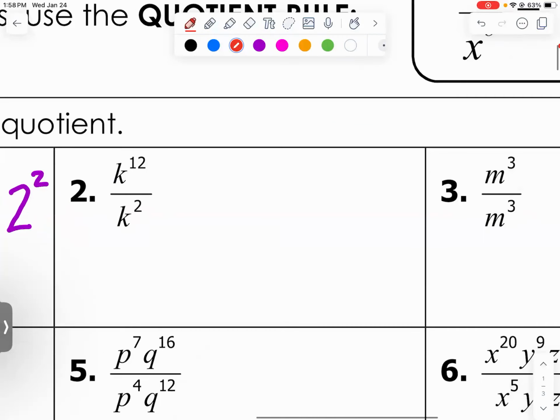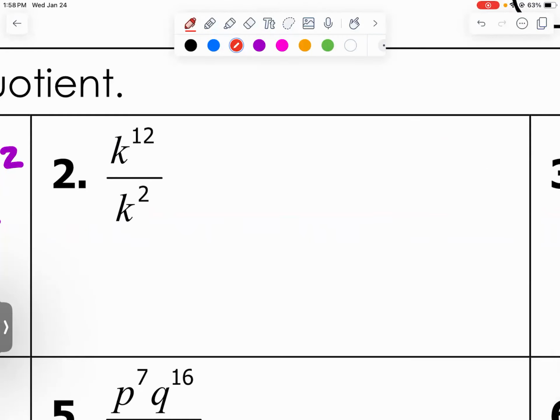Okay, number 2. What does number 2 become? K to what power? The 10th.